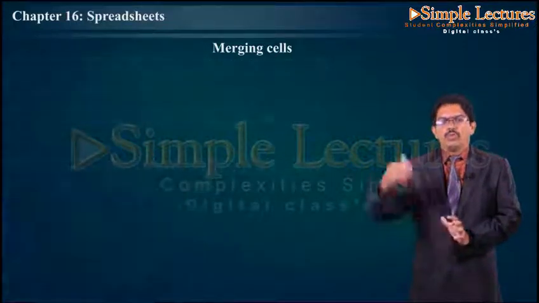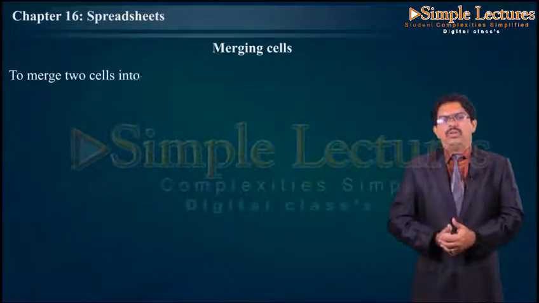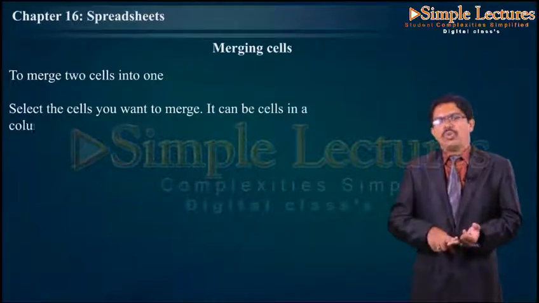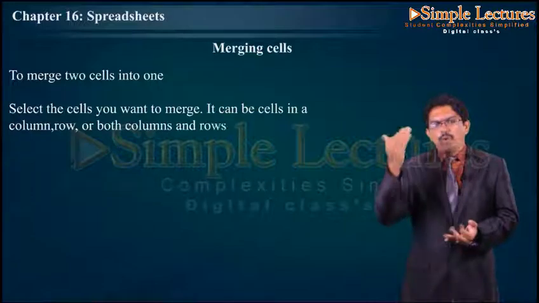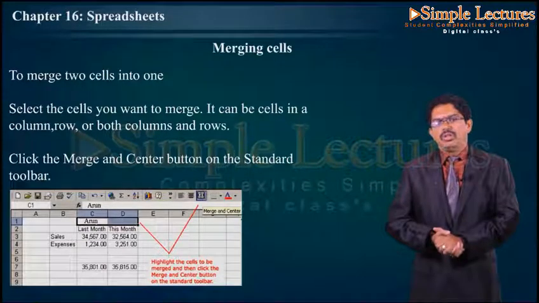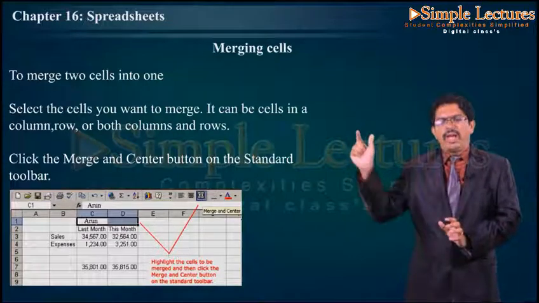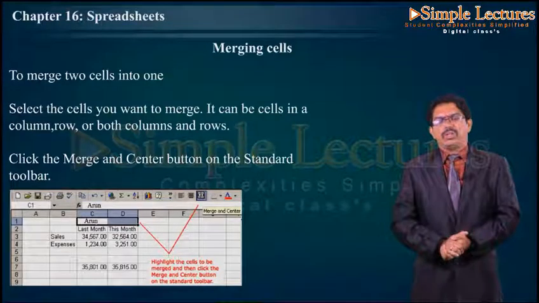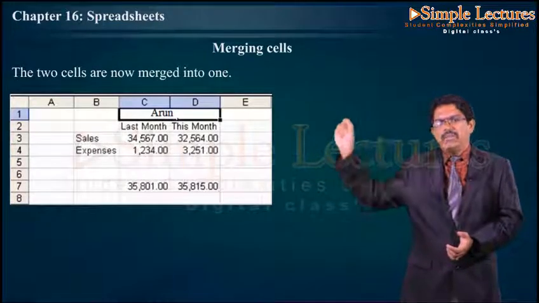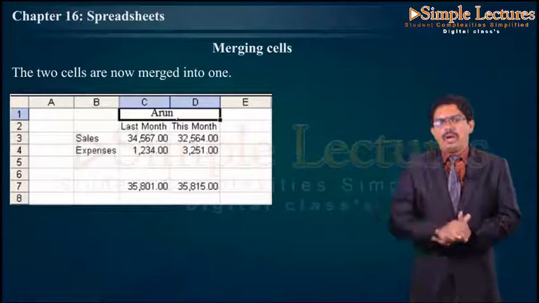To merge two cells into one, select the cells you want to merge. It can be cells in a column, row, or both columns and rows. Click merge and center so that it will be merged and one output will be displayed. So, the output looks like this. If you merge, C and D will be combined and the output will be Arun.